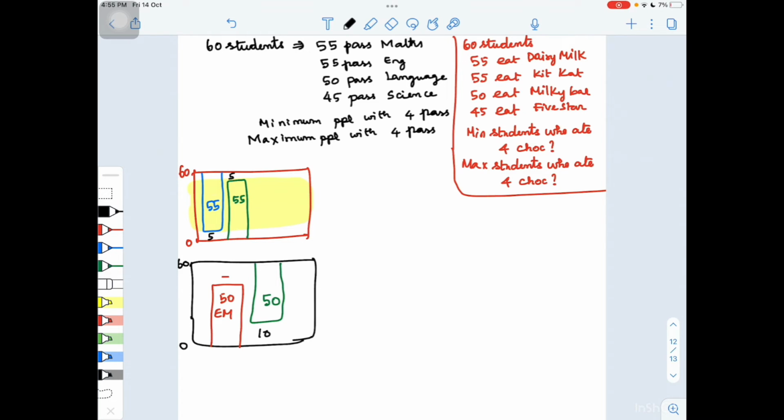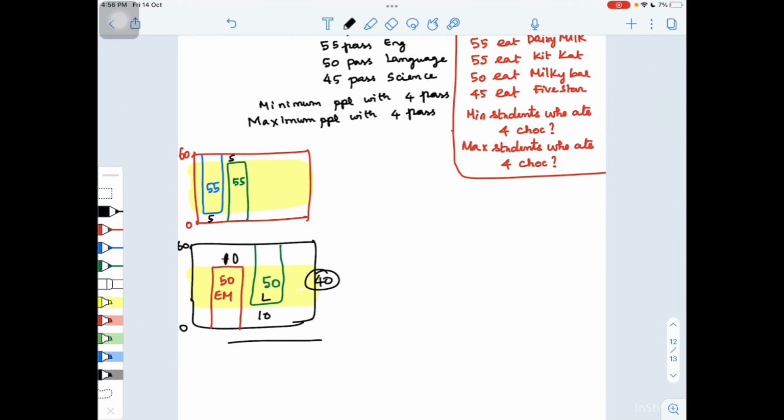In this particular green and red filter, if bottom side there are 50, top side there will be 10 people. So apart from this top 10 and bottom 10, there will be 40 people, a 40 overlap, and this 40 is nothing but the English maths language minimum overlap. Now let's proceed one more step further. So what is the minimum amount of English maths and language overlap? 40. So let's place that 40 here. So this is the English maths language overlap, 40 people out of 0 to 60 people.